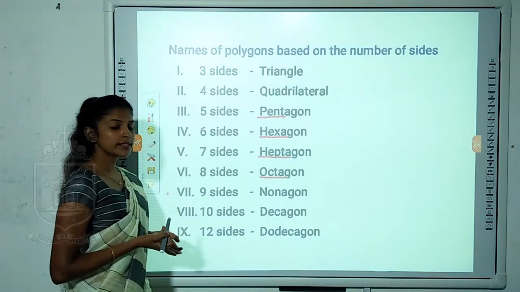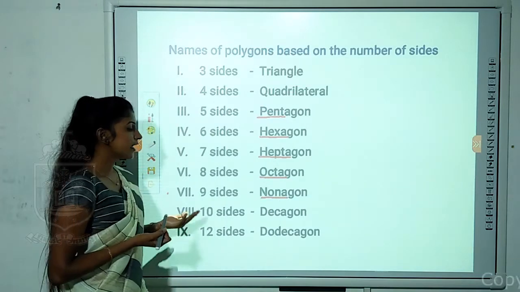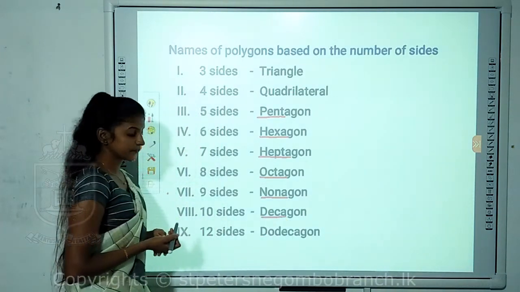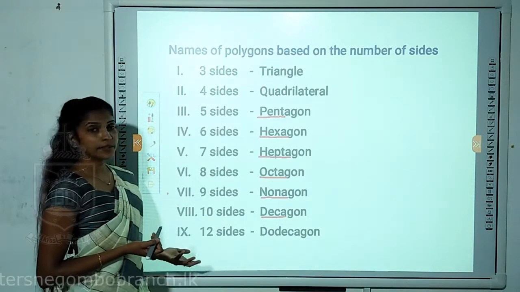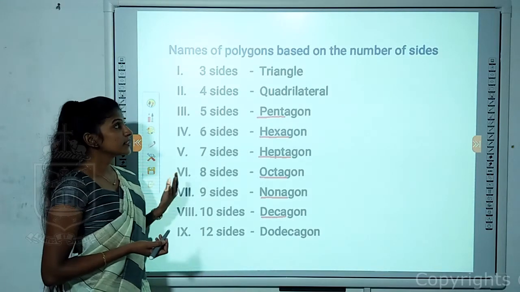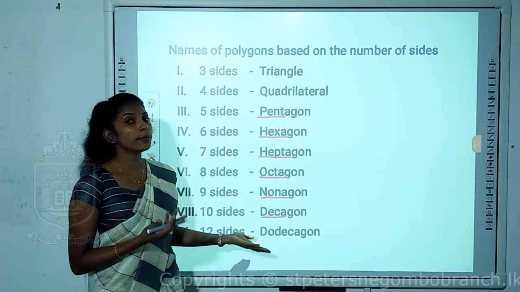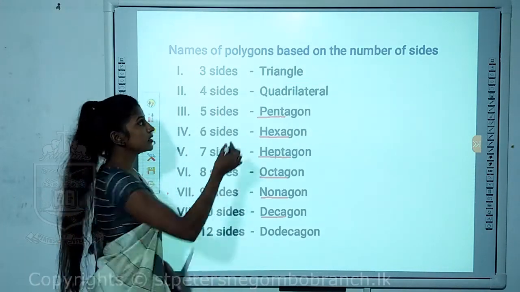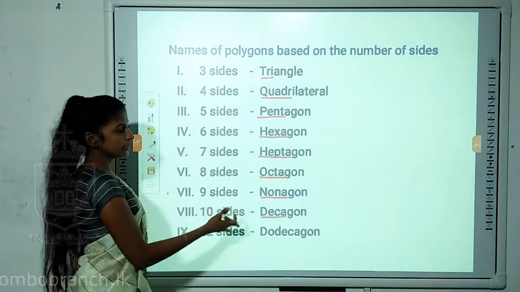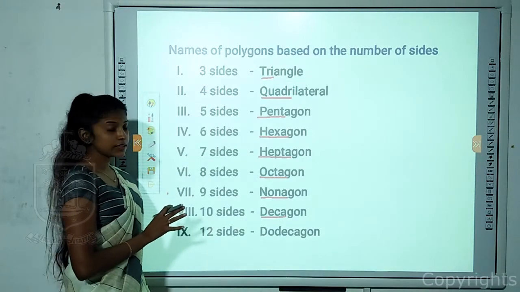If it has 9 sides, we call it the nonagon. If it has 10 sides, we give a special name, that is decagon. Likewise, we can give specific names for all. If it has 12 sides, we can give the name dodecagon. So these are the special names given to the polygons according to the number of sides they have. Okay. So tri means always 3, quadra means always 4. Likewise, all can remember the terms for each and every polygon according to the sides.